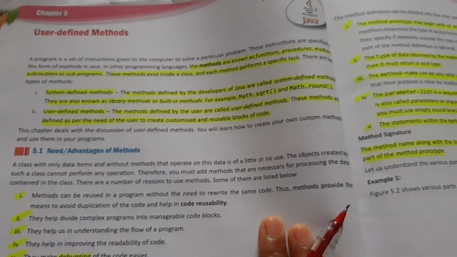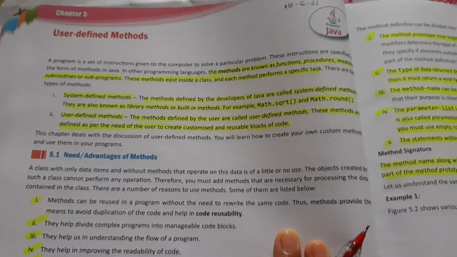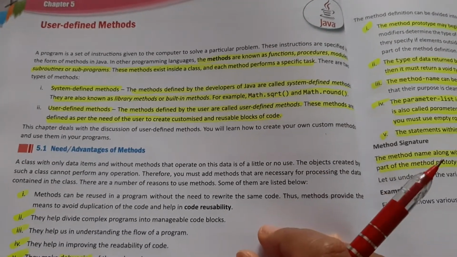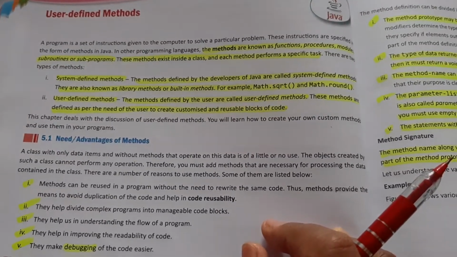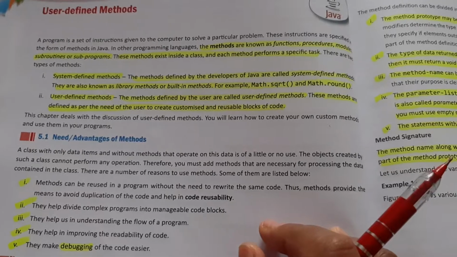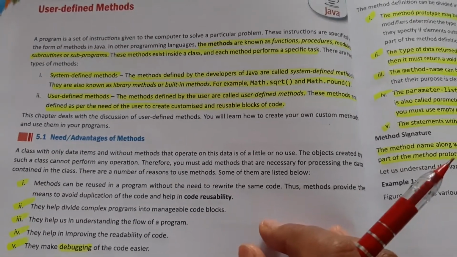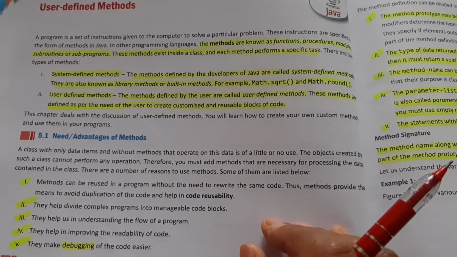Good morning, class. We're going to start a new chapter, that is chapter 5, user defined methods. Now, let us first understand what a method means, what is the use of the method, and why do we need this method. A method is a kind of function, procedure, or module. We say it. Okay.